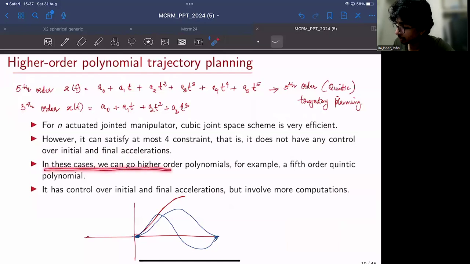In this case, we can go for higher order polynomials, for example a fifth order quintic polynomial, where we can have control over accelerations also. So it has control over initial and final accelerations, but it will involve more computations. You can see how many terms are here. To solve these unknowns, 1, 2, 3, 4, 5, 6, you will have to invert a 6 by 6 matrix to find these coefficients. So it's computationally more expensive.